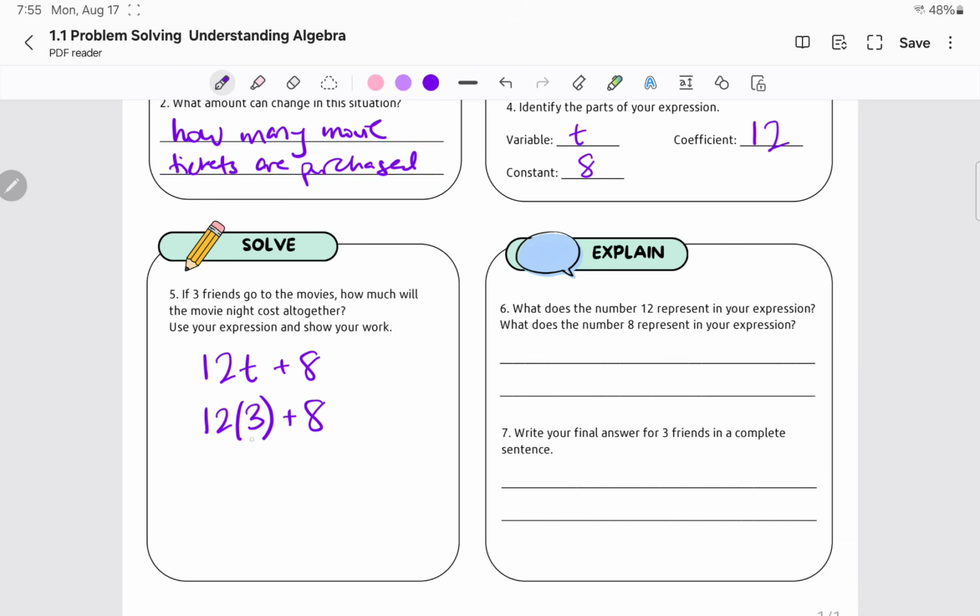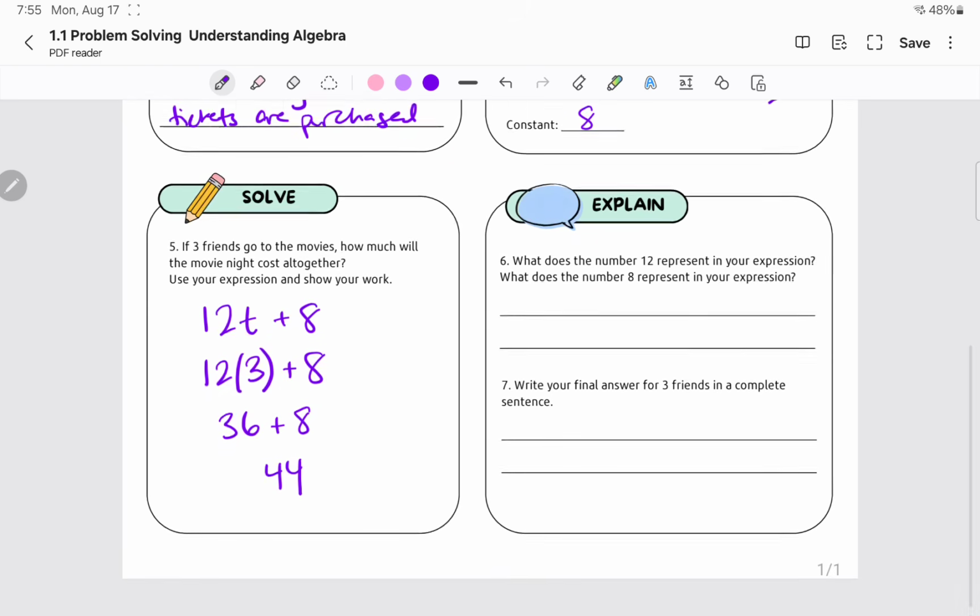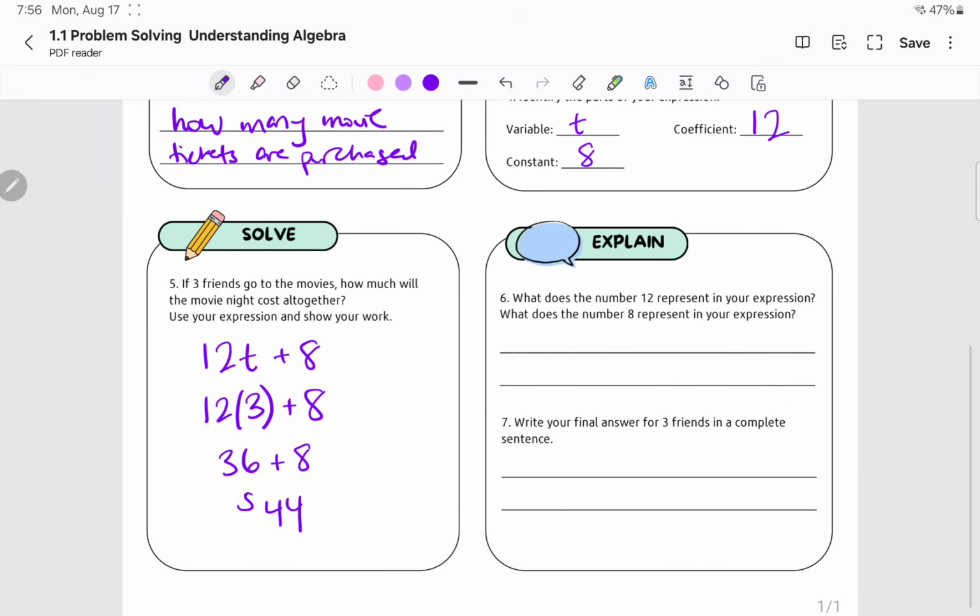So it's now 12 times 3 plus 8. Now we just use our order of operations. 12 times 3 is 36, plus 8. And then 36 plus 8 is 44. Remember with order of operations, we do multiplying first, then we do the adding. So let's put that in a box, $44.